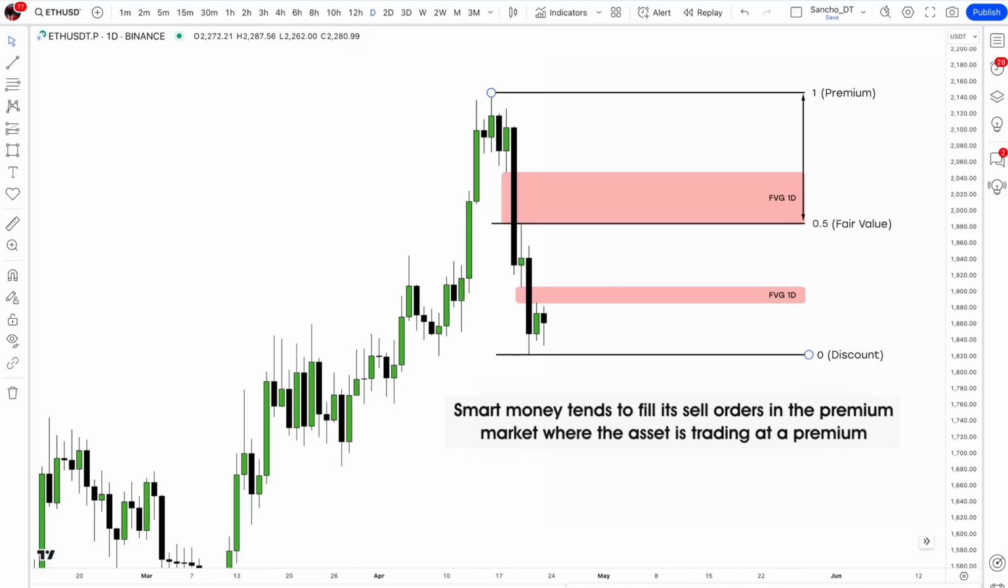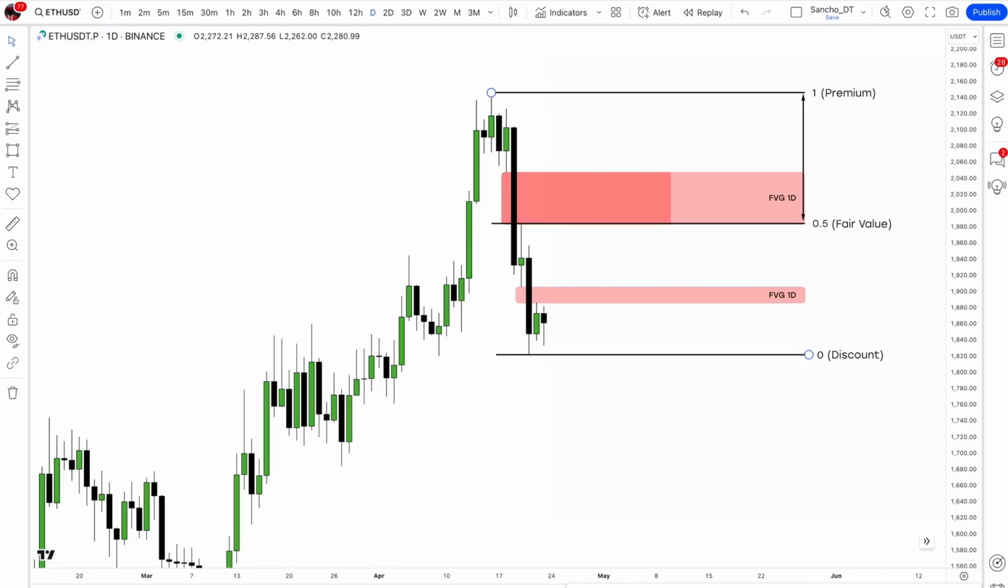In the premium zone, major players like funds and banks aim to sell their assets at maximum profit before the price declines further. Therefore, the second imbalance, located above the 0.5 level, usually has greater potential for fulfilling its role. It is supported by the actions of large players and is more likely to trigger a price reaction than the first, located in the discount zone.